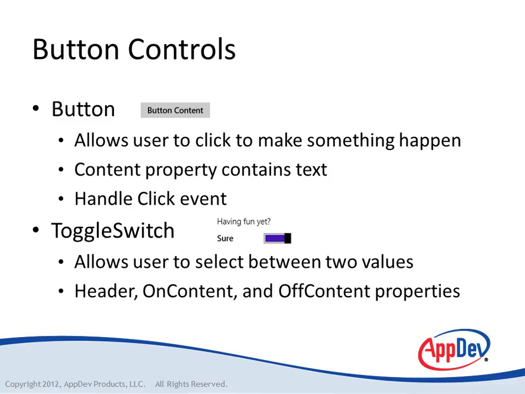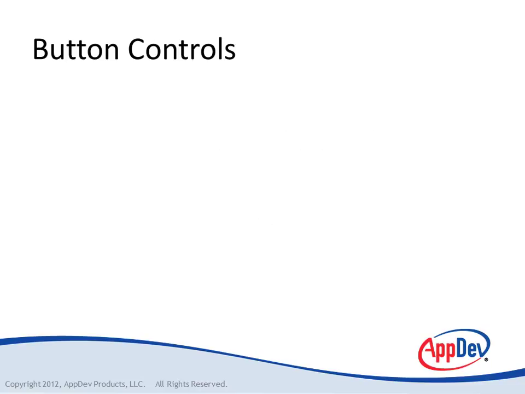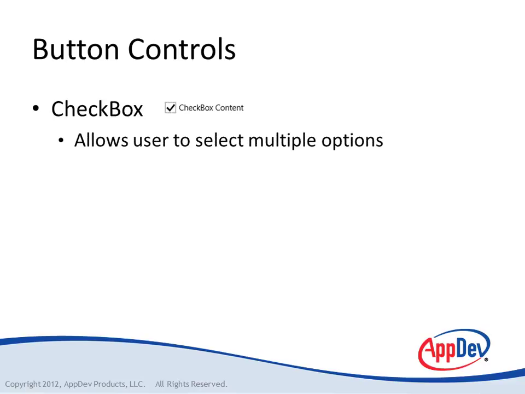The header property specifies the question, in this case, having fun yet. The on content specifies the on value, and the off content specifies the off value. There's also the standard checkbox control, which looks something like this. It allows the user to select multiple options. That is, if you have multiple checkbox controls, the user can select one or more of those checkboxes. And you can set the content property of the control to set the text. In this case, that would be checkbox content.